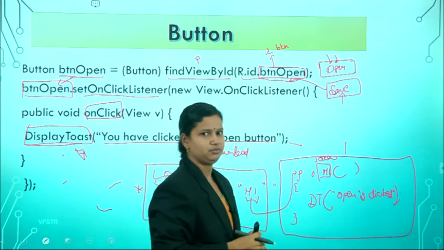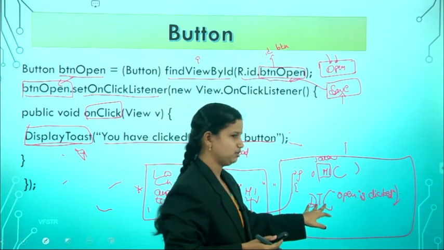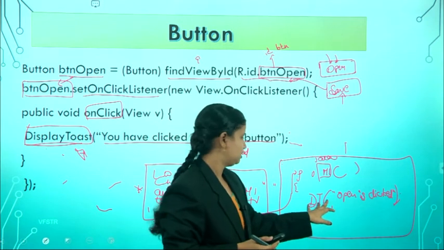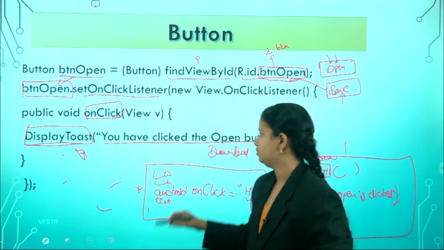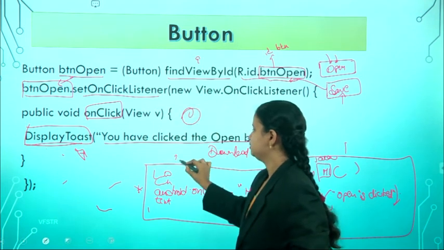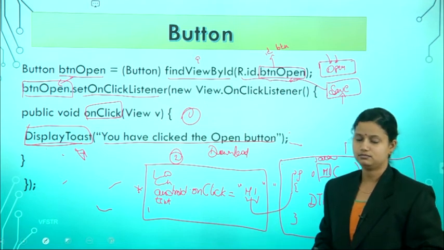So what is the M1 method? As per this, it is just displaying a message, that means calling a message, display toast of open is clicked. So these are the two different ways we have to handle the button.